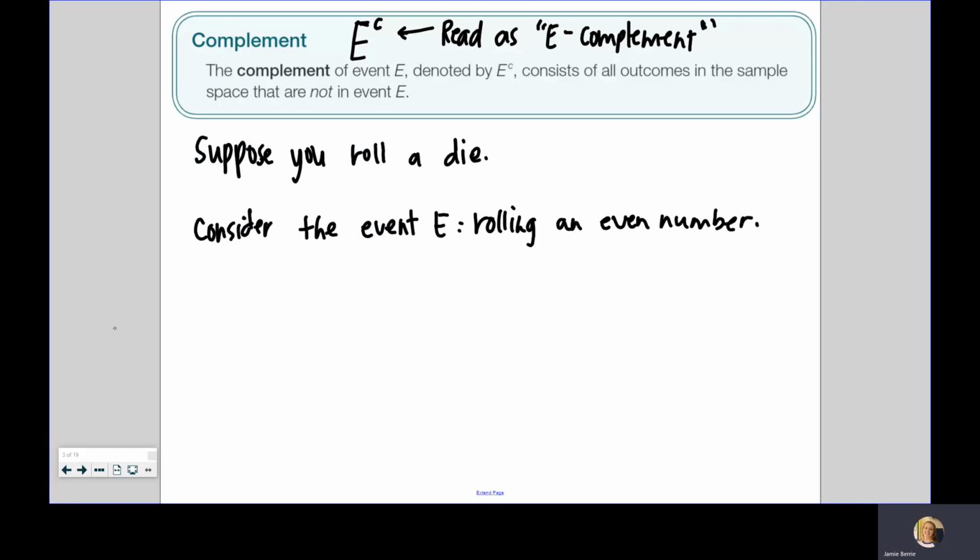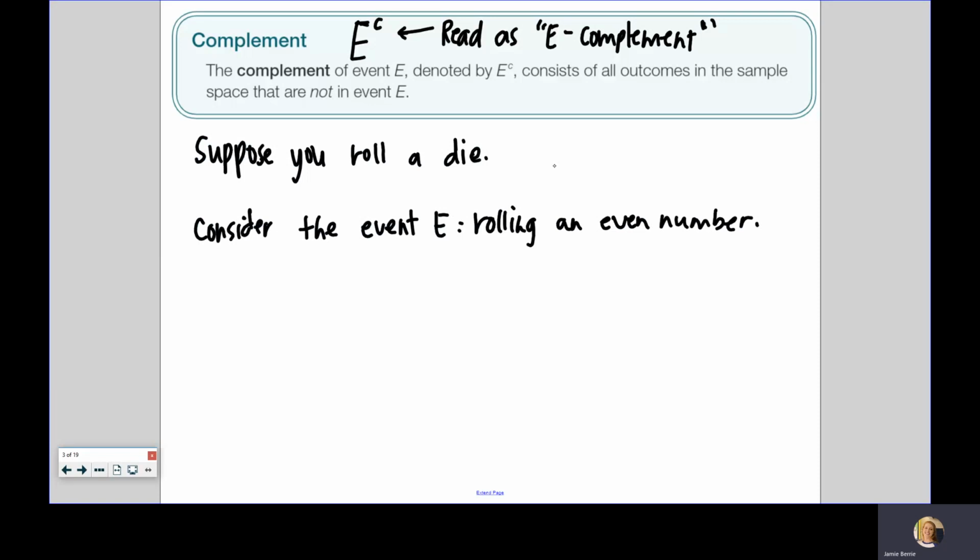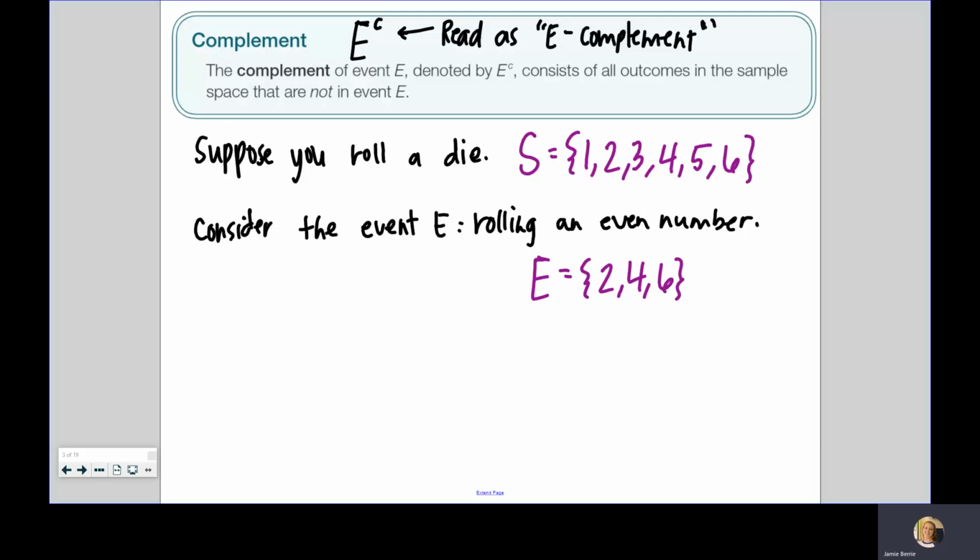All right, so our entire sample space here for rolling a die would be the numbers 1 to 6, because this is a 6-sided die. Those are the numbers we could roll. Out of that sample space, the even numbers would be 2, 4, and 6. So those are the outcomes that are in the event E of rolling an even number.